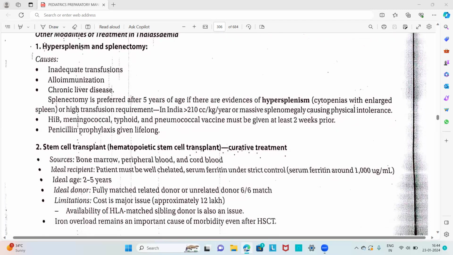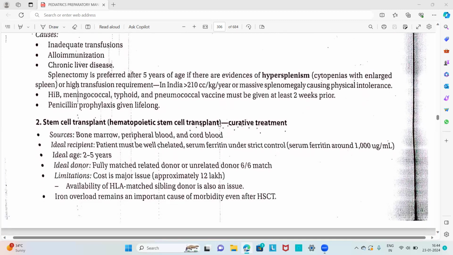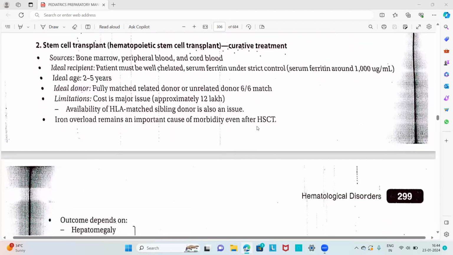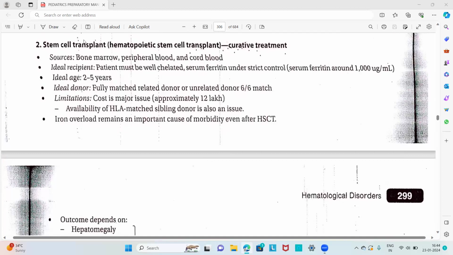The first one is hypersplenism and splenectomy. Then we have stem cell transplant. That is, hematopoietic stem cell transplant is a curative treatment for thalassemia. The sources for the stem cell transplant are the bone marrow, peripheral blood, and cord blood.